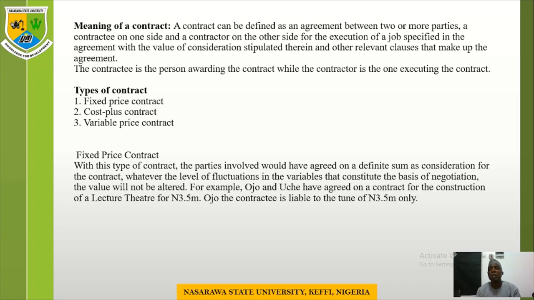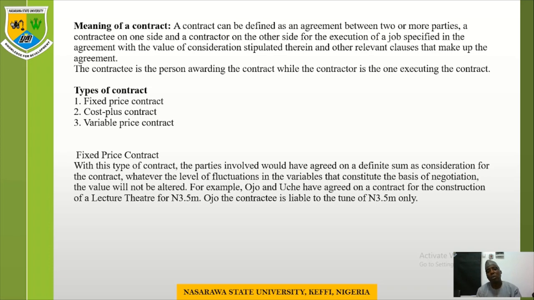The first type of contract is the fixed price contract. The second is the cost plus contract. The third type is the variable price contract. When we say a contract is fixed price, this is the type of contract where the parties involved have agreed on a defined sum as consideration for the contract. Whatever the level of variables that constitute the base of negotiations, the value would not be altered.